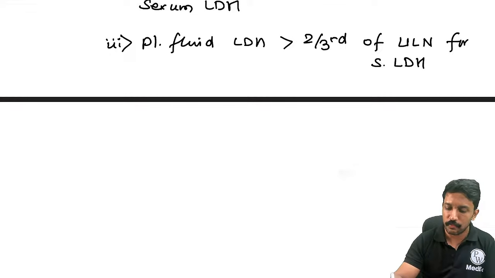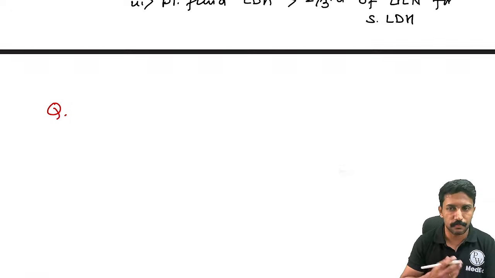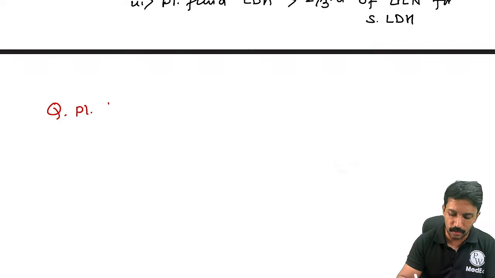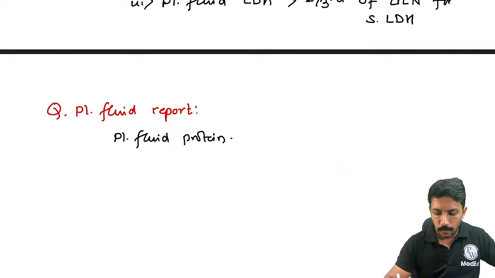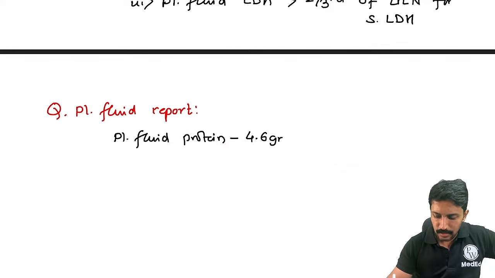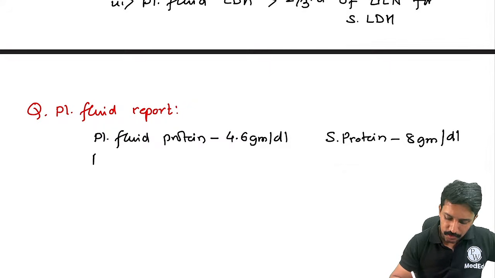So to make sure that we know these things better, let us take a question to decide whether it is exudative or transudative. Here we have a pleural fluid report of a patient available, which shows that this patient has pleural fluid protein of 4.6 grams per deciliter. This patient's serum reports are also available. Serum protein is 8 grams per deciliter.